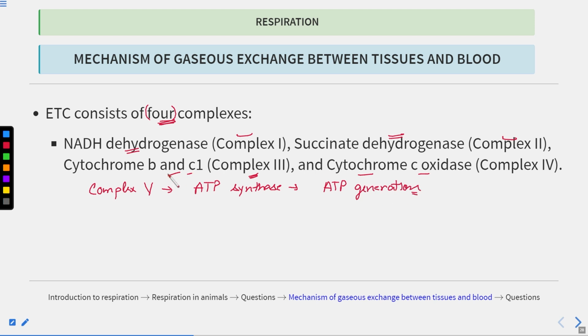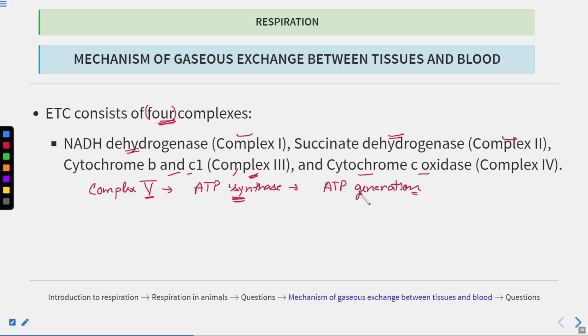Clear? This is also present in the inner mitochondrial membrane. This is known as complex 5. So a proton gradient is created. Now what happens when the protons move back from the intermembrane space into the mitochondria? They pass through this ATP synthase. Whenever they pass through the ATP synthase, that leads to the generation of ATP.